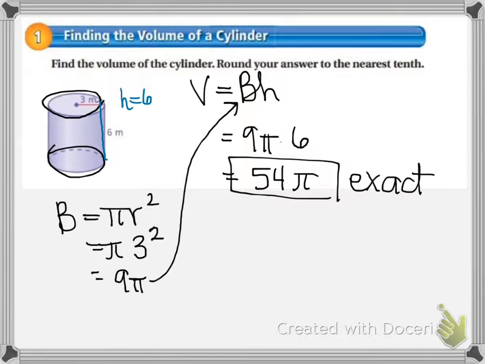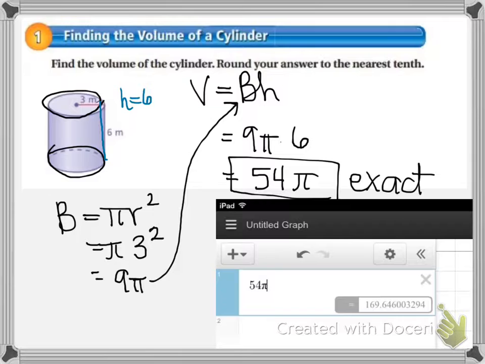Sometimes we ask for the exact answer. But when we're thinking about the soup, 54 pi doesn't really make a ton of sense. So what I'm going to do is grab Desmos, type in 54 pi, and insert it here. Okay, so I went over to Desmos. I typed in 54 pi.